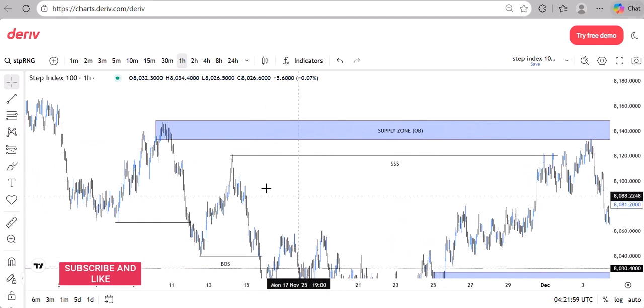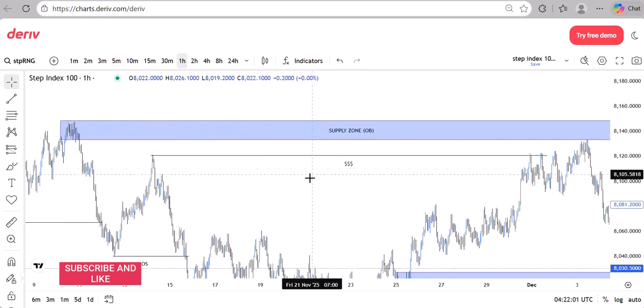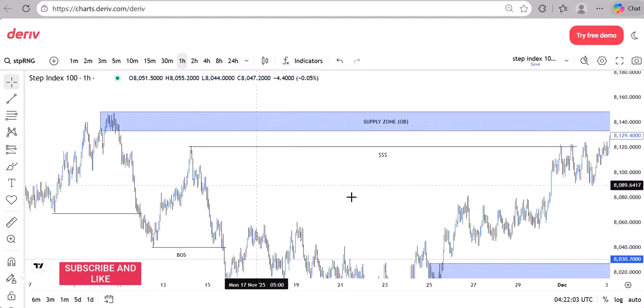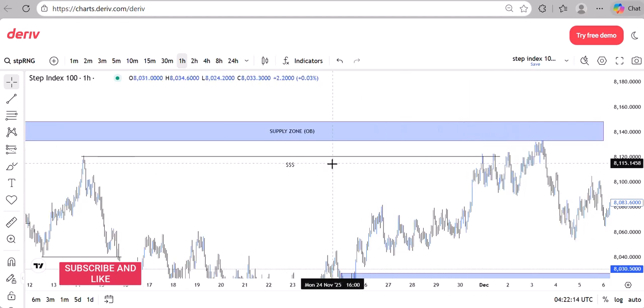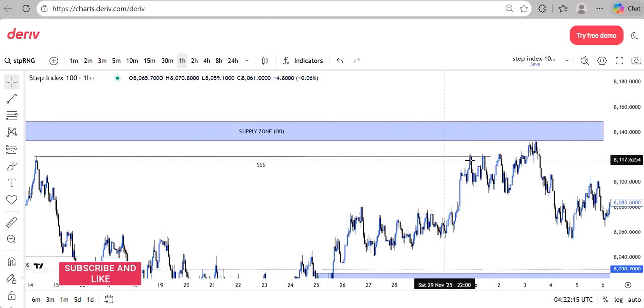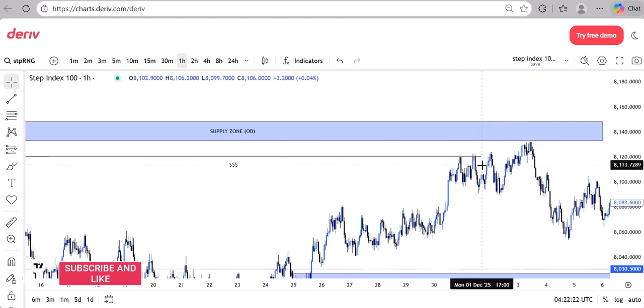So price came in. Now this was a previous high within the range, within the substructure. So price came in and did all this. These are a series of equal highs around here. That's liquidity. So price came in and took out all this. So people that started to sell from here, price would have taken them out.